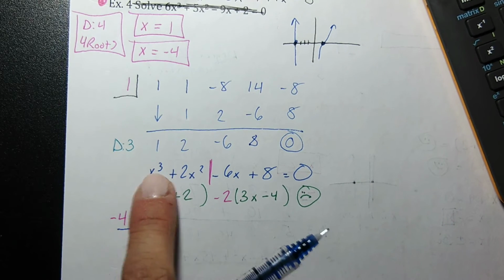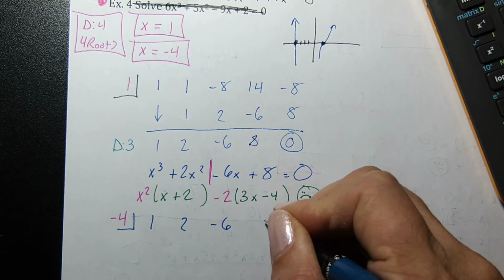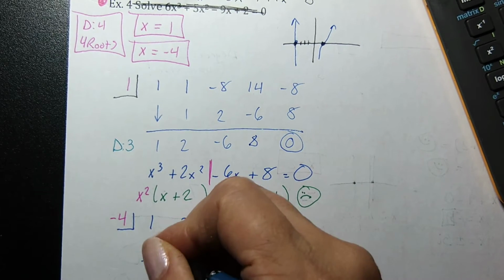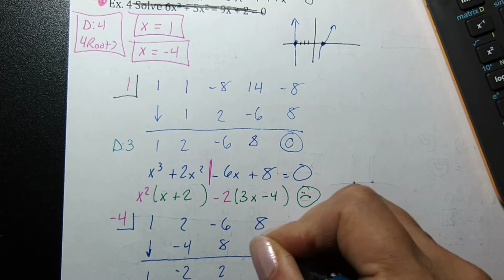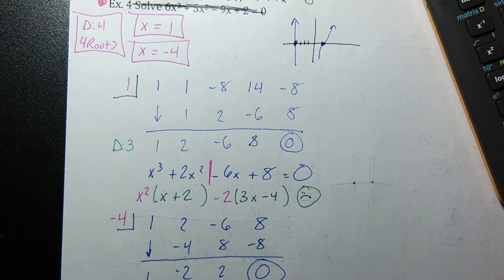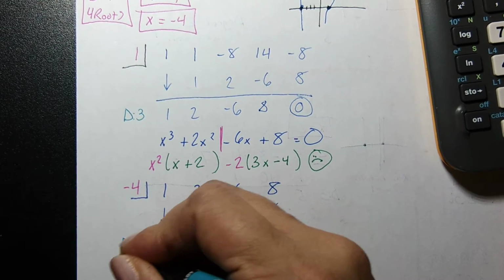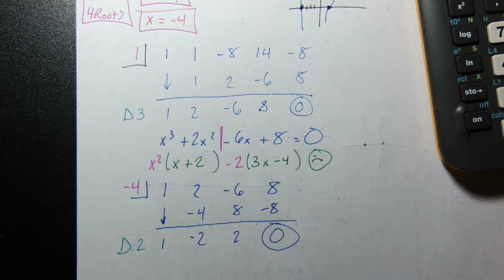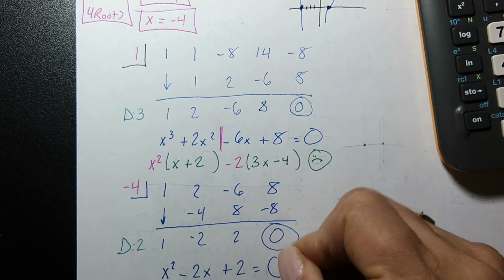So I'm going to take 1, 2, negative 6, and 8. Negative 4, negative 2, positive 8, 2. Bam, remainder of 0. So what's super awesome about this is because I was able to use both real roots to depress it down to a degree 2 polynomial, we should be able to solve this.